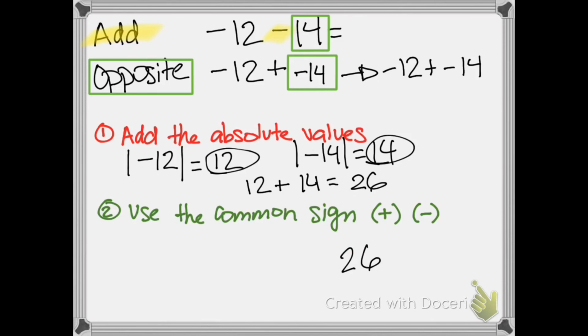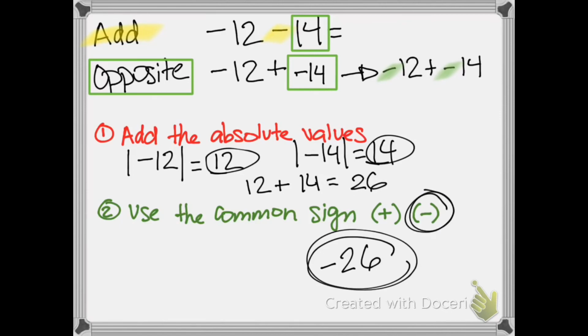So I know that my answer is going to be 26, but I have to decide whether my answer is positive or negative. And to do that, I need to find the common sign. I look at my addition problem. The sign that both numbers have in common is the negative sign. So my answer is a negative 26 because my common sign was negative.